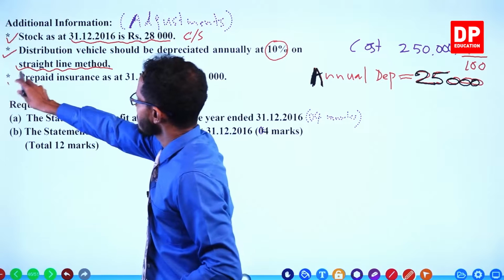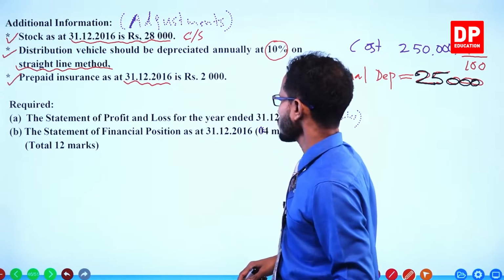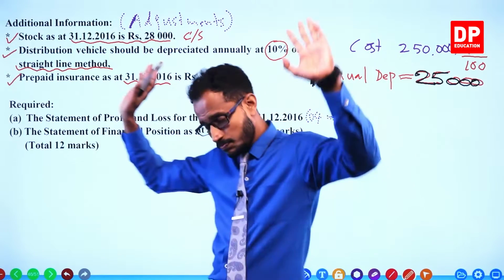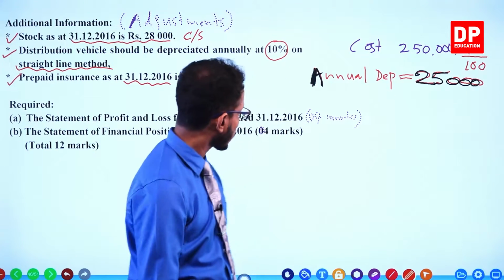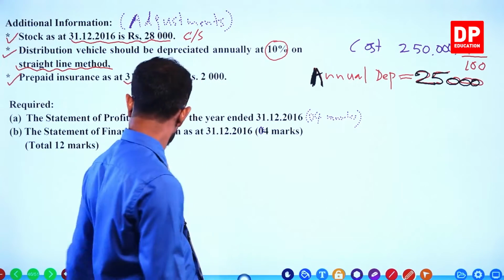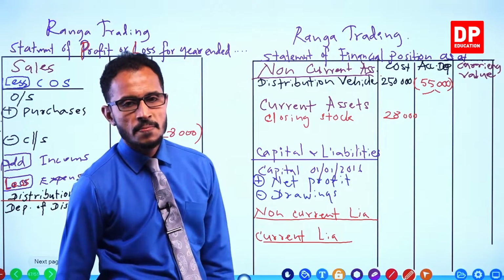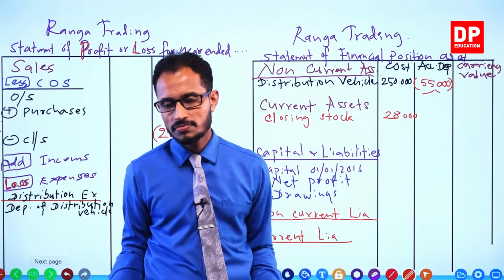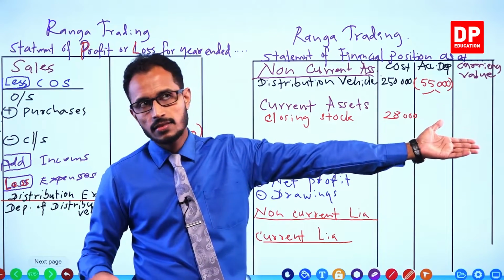Third one, prepaid insurance as at 31st December 2016, 2000. Prepaid. Got it right? Didn't get it. Prepaid. Overpaid. Paid in advance. Paid more than what is needed.